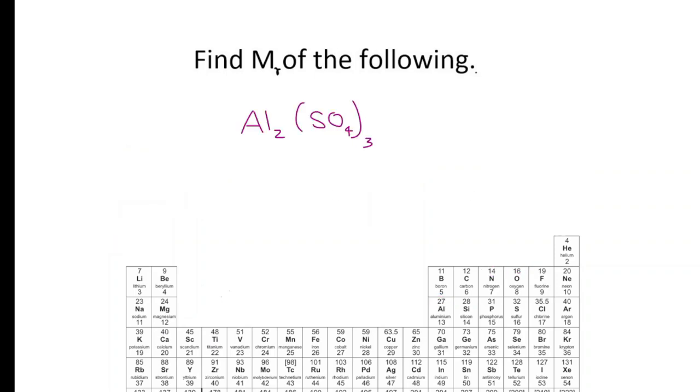Here's a slightly trickier one. Aluminium sulfate, Al2(SO4)3. Please pause the video, give it a try. When you're ready for the answer, press play.